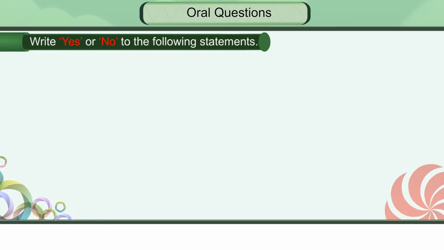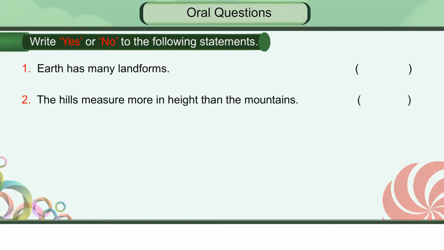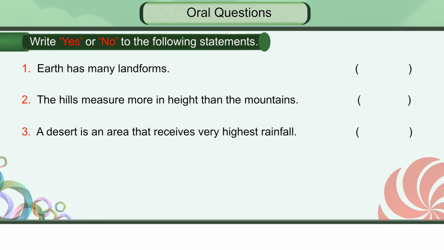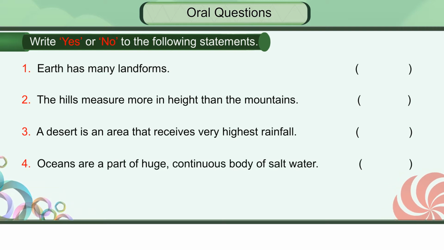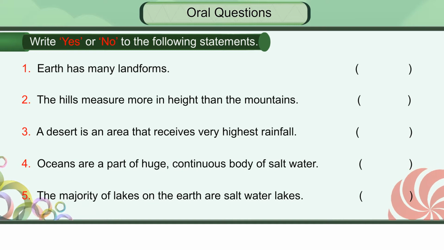Write yes or no to the following statements. Hot questions. Earth has many landforms. The hill measures more in height than the mountains. A desert is an area that receives very highest rainfall. Oceans are a part of huge continuous body of salt water. The majority of lakes on the earth are saltwater lakes.